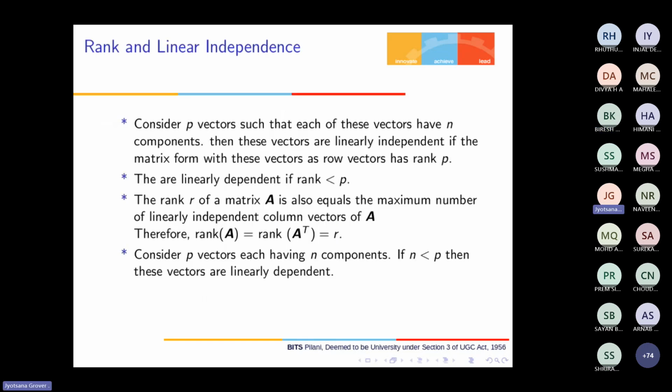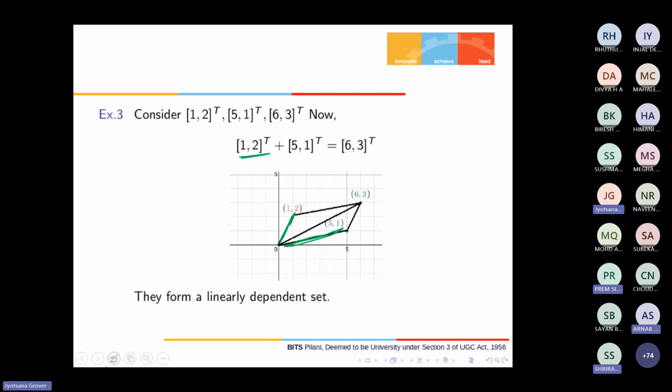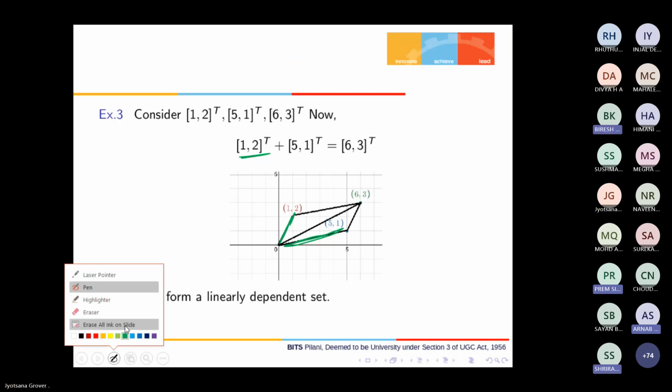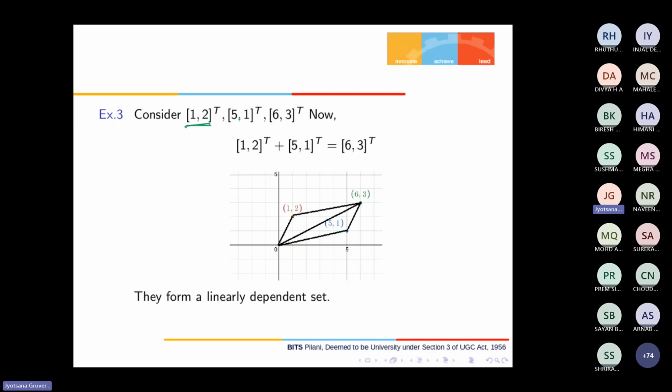Okay, let's talk about rank and linear independence. Ma'am, go back to the previous slide, the one you were showing. So this is vector (1, 2), plotted in 2D. The vector (5, 1) is this point. Now if you add these two, 1 plus 5 is 6, and 2 plus 1 is 3.